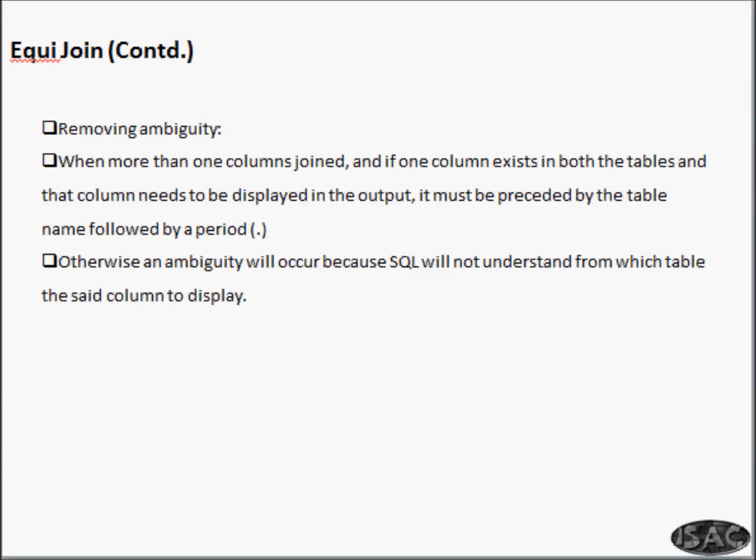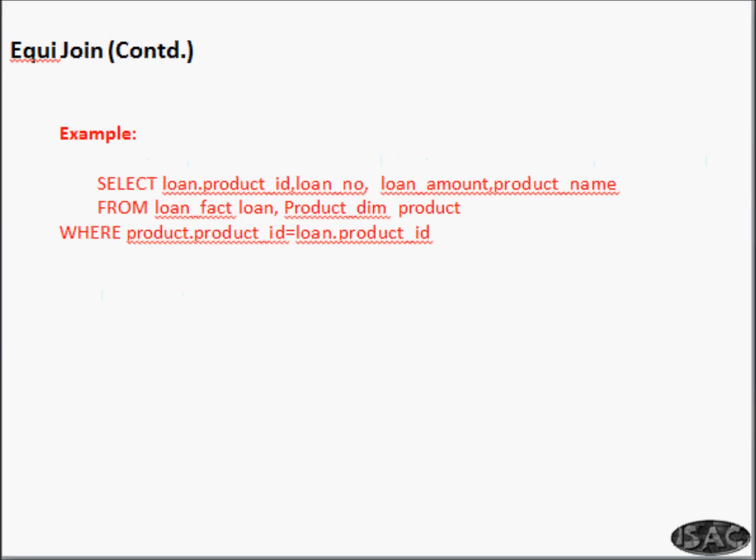Equi join, renaming or removing ambiguity. When more than one column is joined and one column exists in both the tables and the column needs to be displayed in the output, it must be preceded by the table name followed by a dot or period operator. Otherwise, an ambiguity will occur because SQL will not understand from which table to display the said column. So if the same column is matching in both tables, you must prefix it with the table name, saying I want this column from this table. You can notice here, say we have a loan number here.